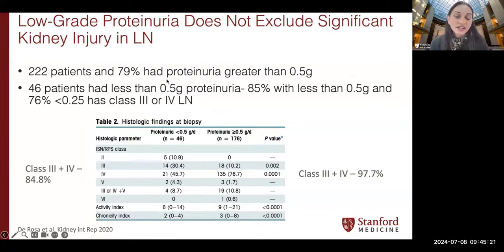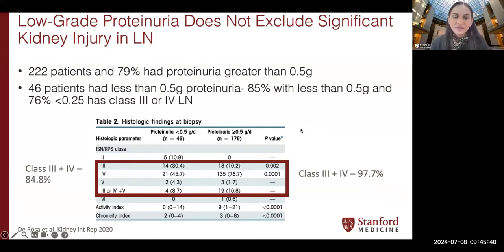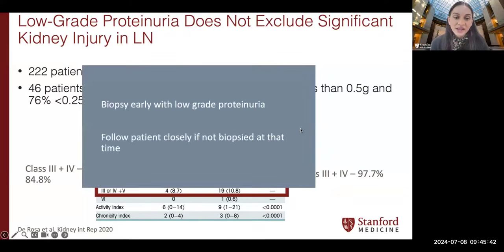Again, 80% of those did have proteinuria greater than 0.5, but they looked at the 46 patients that had less than 0.5 of proteinuria, and 84.8% of them did have class 3 or class 4. And when the proteinuria was over 0.5, there was a 97.7% chance that they had disease. So we want to biopsy early with low-grade proteinuria. And if we're not going to biopsy them, let's say they have 300, 400 milligrams, that's a patient that you really want to follow more closely. Make sure they follow up with you, make sure they're doing labs.